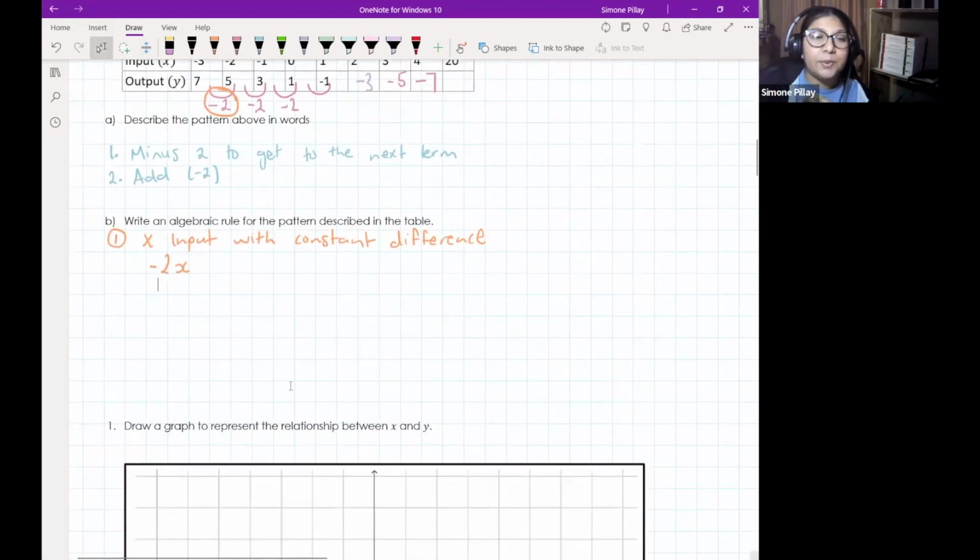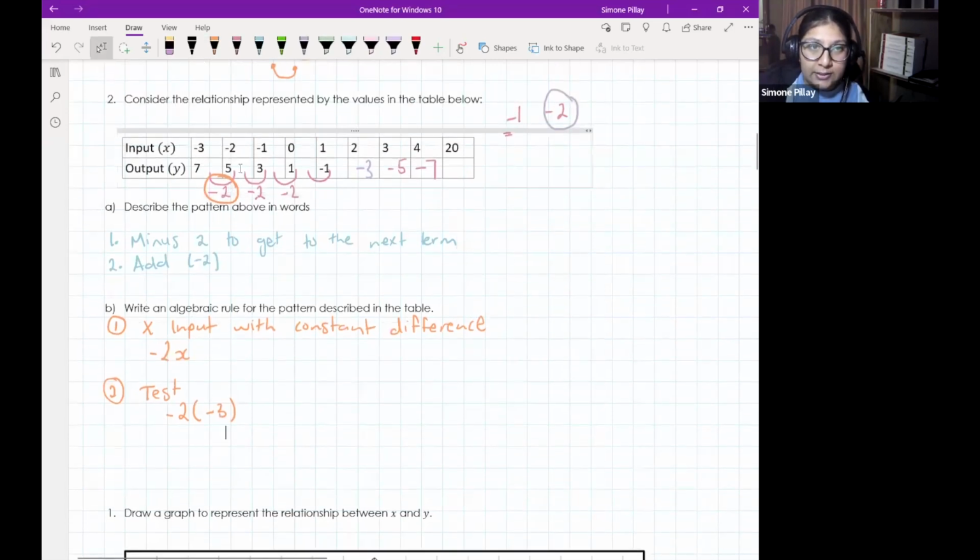Yep. There we go. Now, what we want to do next is we go and we test it. So let's test it now. If we go and we say, well, -2, and let's put in -3 again. Remember, when my x value is -3, what do I want my output to be immediately? 7, ma'am. 7. So I've put in my x value here as -3. -2 times -3 gives me what? It's 6, ma'am. 6, 100%.